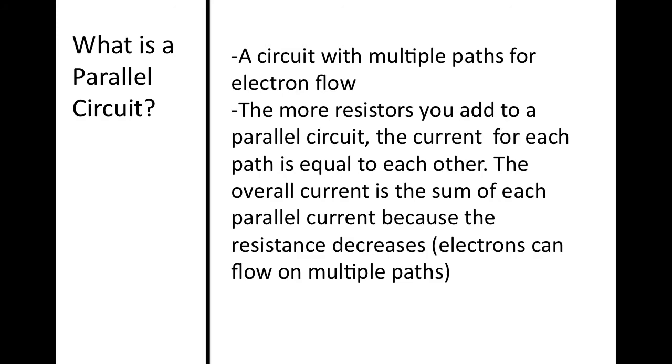A parallel circuit is the second kind of circuit. It is, again, a closed circuit. However, it has multiple paths for electron flow. The more resistors that you add to this kind of circuit, the current for each path is equal to each other. The overall current is the sum of each parallel current because the resistance decreases. The electrons flow on multiple paths.